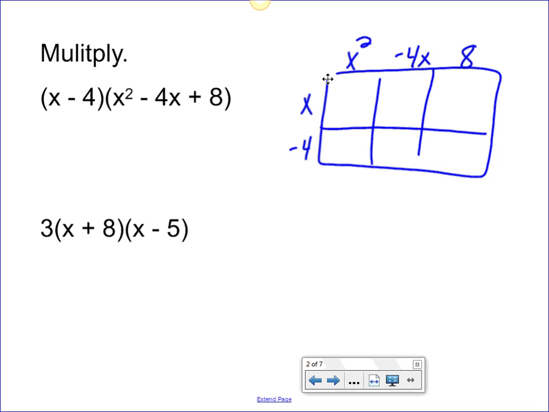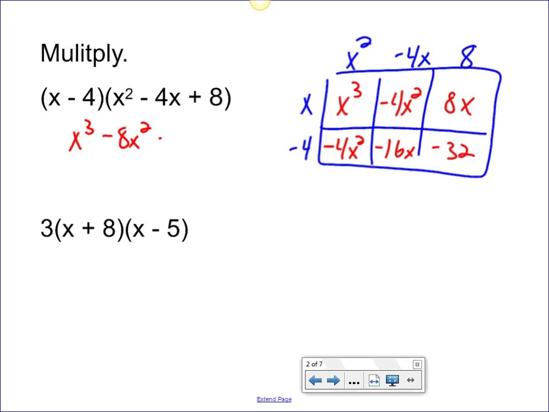If I multiply, I'd get an x to the third minus 4x squared plus 8x and a negative 4x squared and negative 16x and a negative 32. And if I were to combine like terms, my final answer would be x to the third minus 8x squared minus 8x minus 32. Okay, so that's one of the ones we're going to be factoring. We're going to be factoring things with 4 terms today.